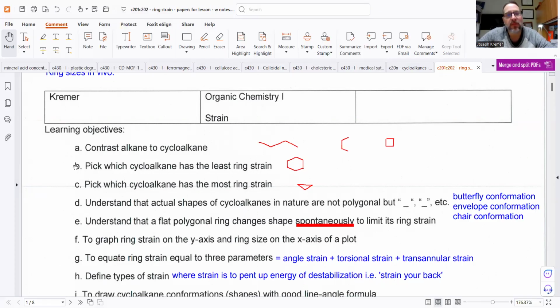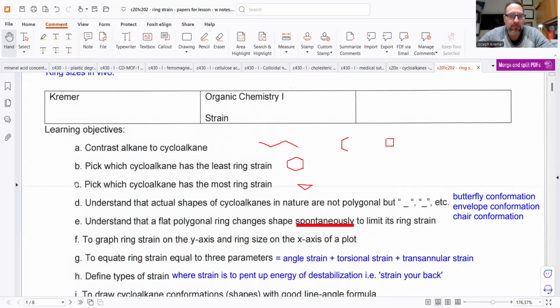Part B, pick which cycloalkane has the least ring strain, like glucose. A six-membered ring has the least ring strain. As I said before, each of these carbon atoms in cyclohexane doesn't even know it's in a ring. Innocent. They don't even know that they're tied up in a ring. Low ring strain.